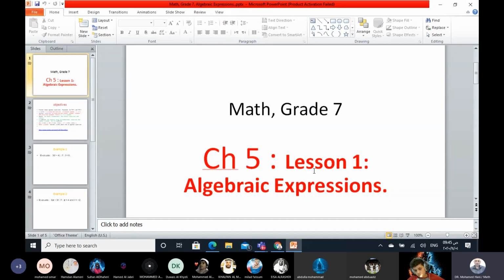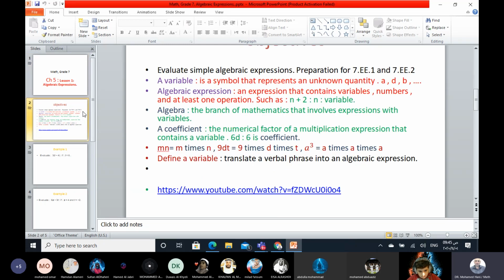Math Grade 7. We are in Chapter 5, Lesson 1. Today we want to learn algebraic expressions. In this lesson, we want to learn how to evaluate simple algebraic expressions.